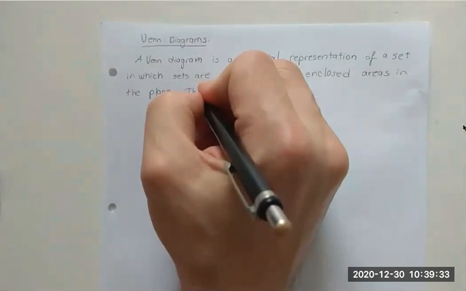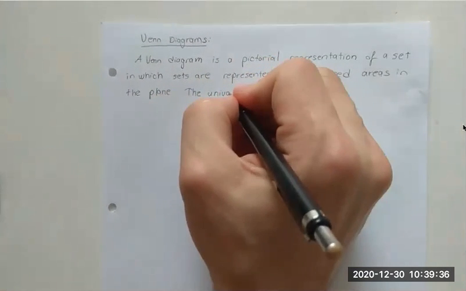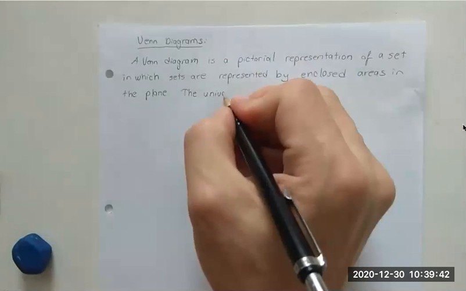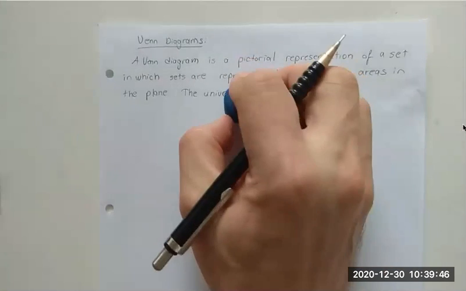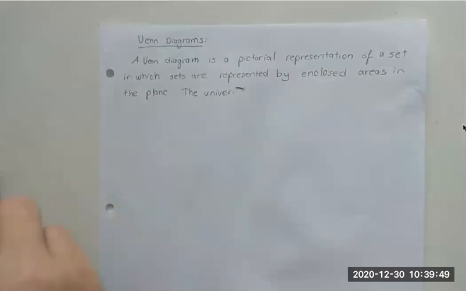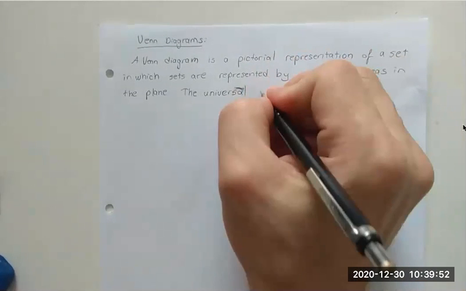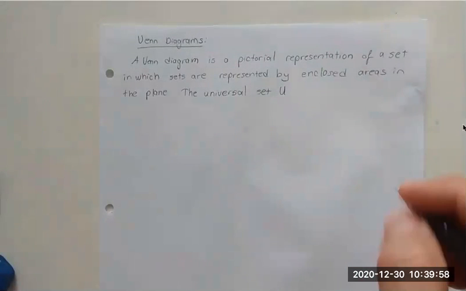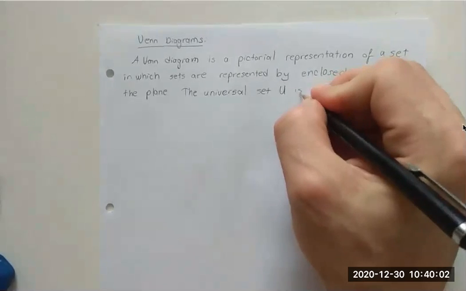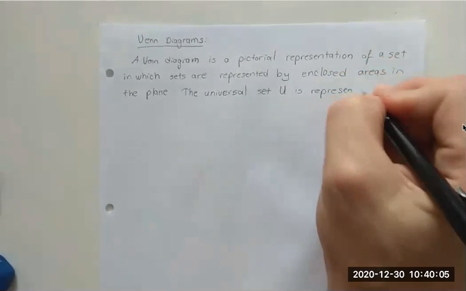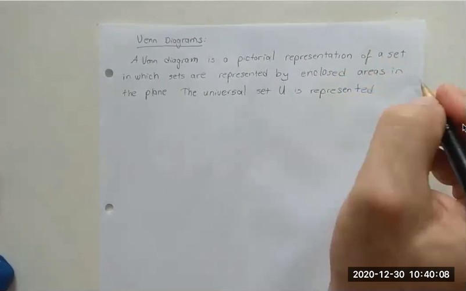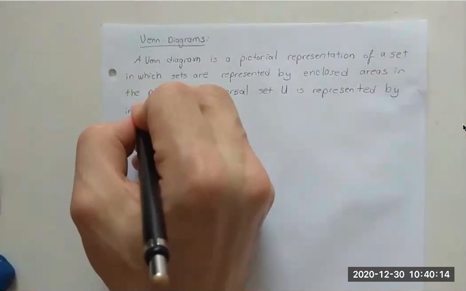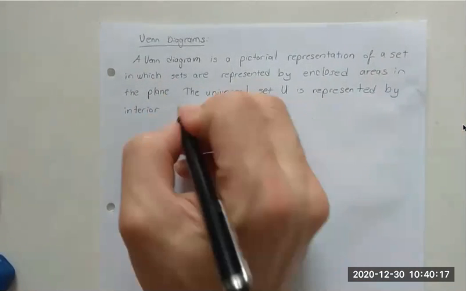universal set U, the universal set U is represented by the interior of a rectangle.